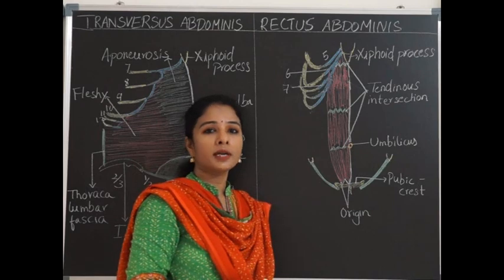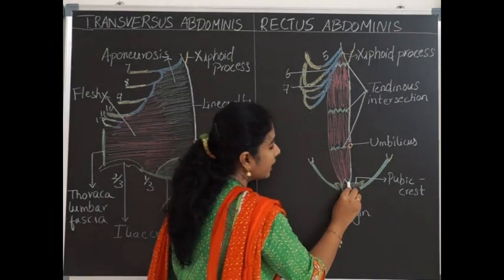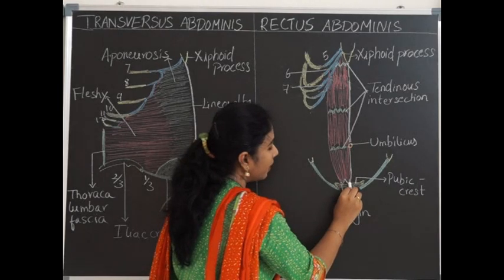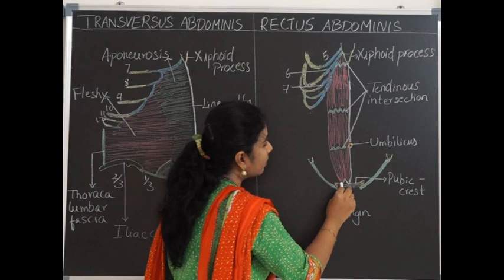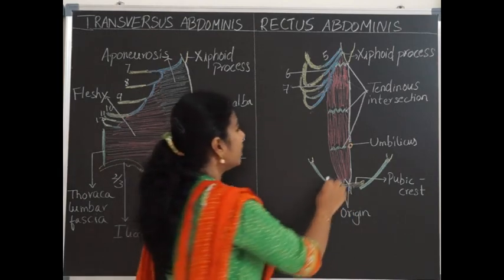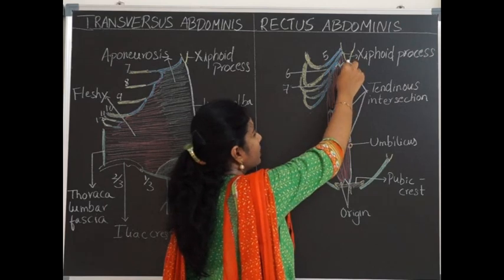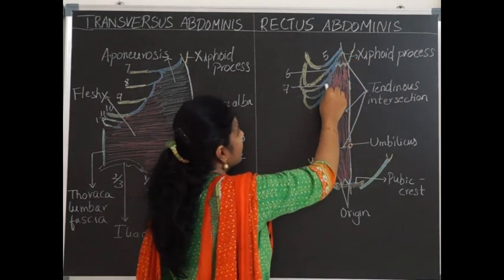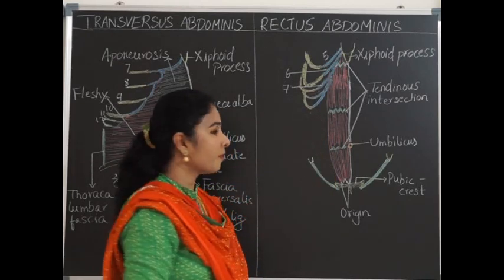It gets origin by two heads, medial head and lateral head. The medial head gets origin from the medial part of the pubic crest, and the lateral head gets origin from the lateral part of the pubic crest. Vertically, the fibers run upwards to get inserted to the xiphoid process, and it cuts to get inserted to the 7th, 6th and 5th costal cartilages.